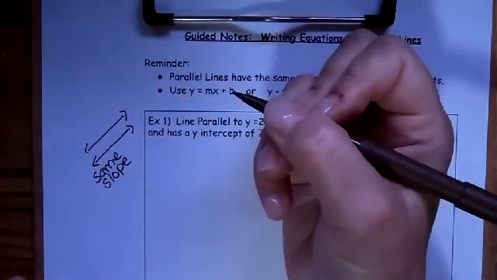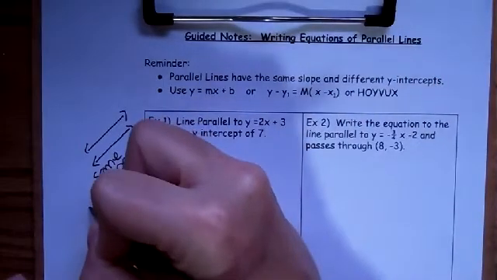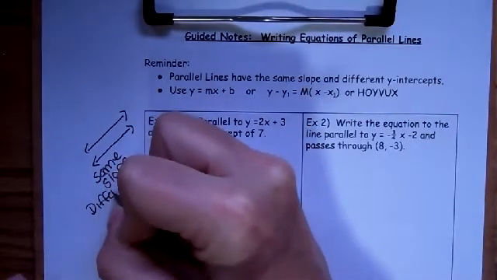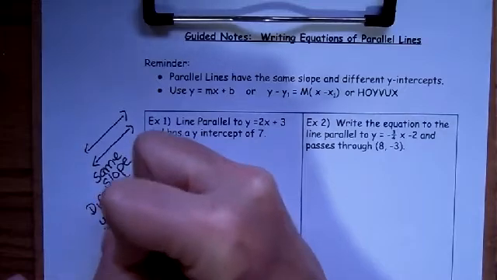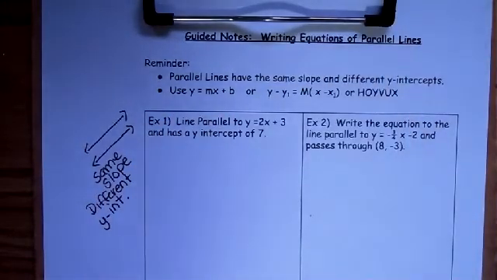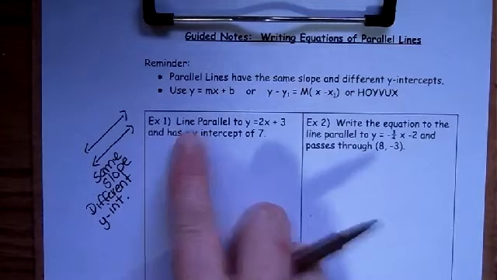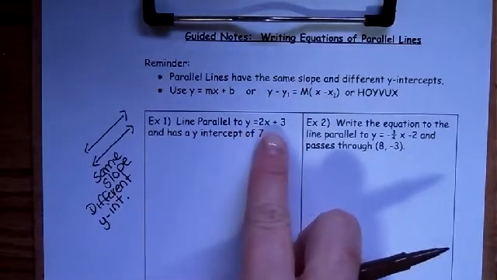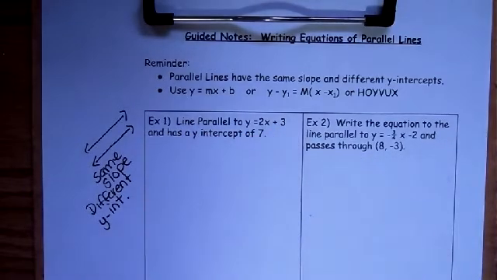Now, since they're two different lines, they're going to have the same slope, but they're going to have different y-intercepts. Okay, so what's going to happen is you're going to be given an equation of a line. Look at example 1, the line parallel to y equals 2x plus 3. And you're going to be asked to find the equation of a second line that's going to have the same slope because it's parallel, but have a different y-intercept.